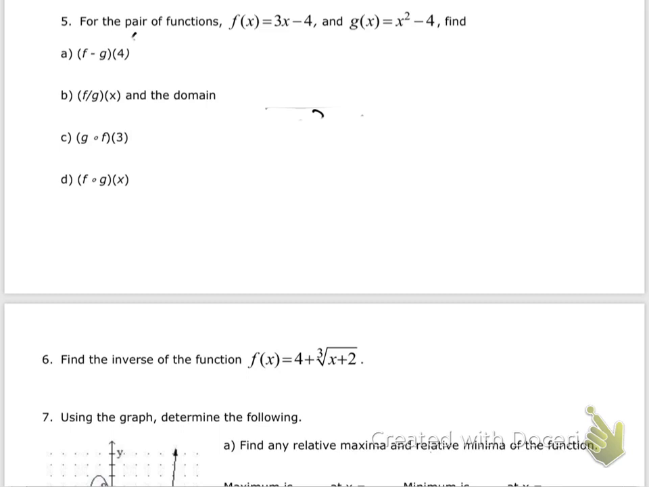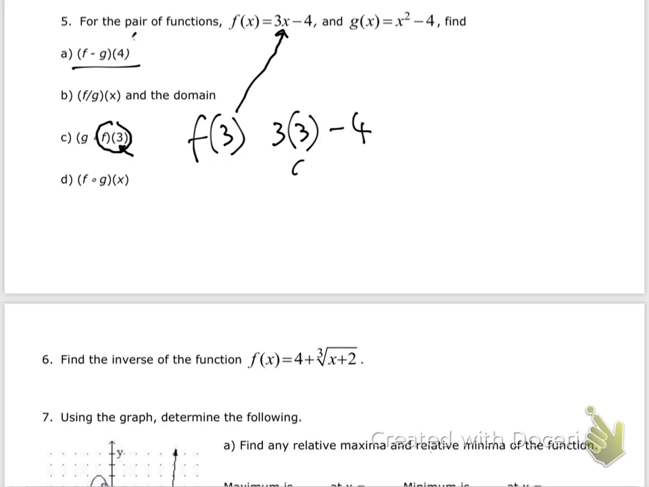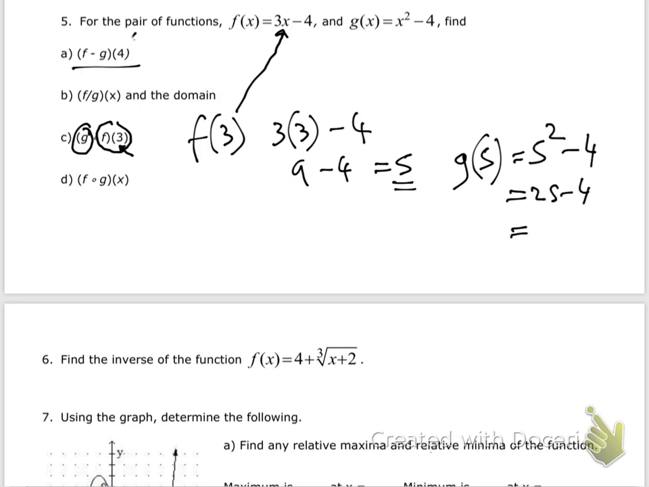Okay, so composition of functions. This does not mean, like this question, do not put 3 into the g and the f. This is just this first. What is f of 3? If I replace x with 3, 3 times 3, take away 4, that's 9, take away 4, that is 5. I now do g of 5. So what's that? That is 5 squared, take away 4, that's 25, take away 4, that equals 21, and that is the final answer.